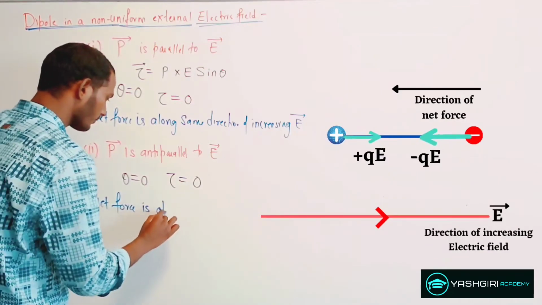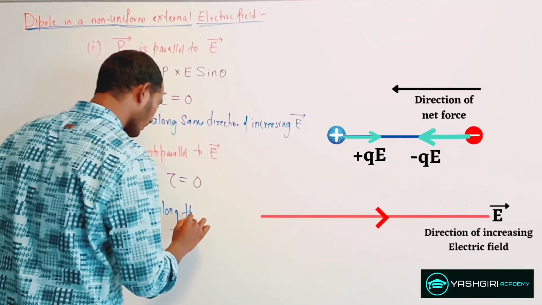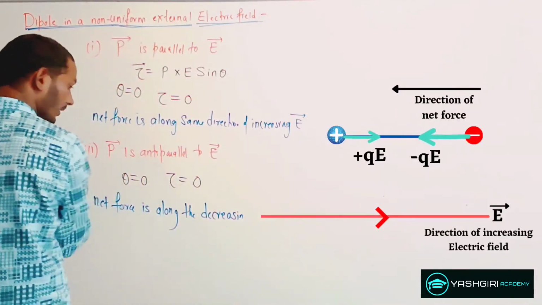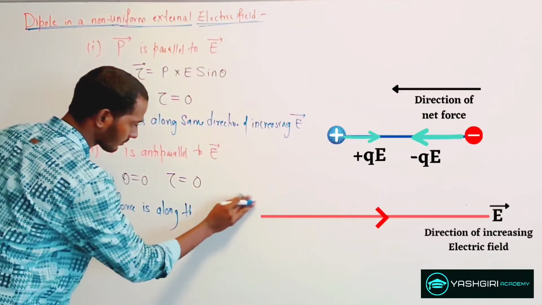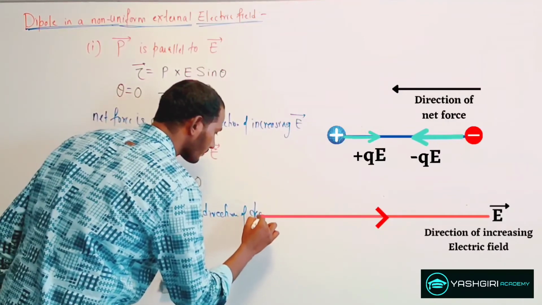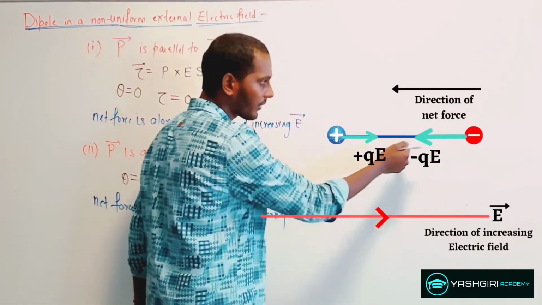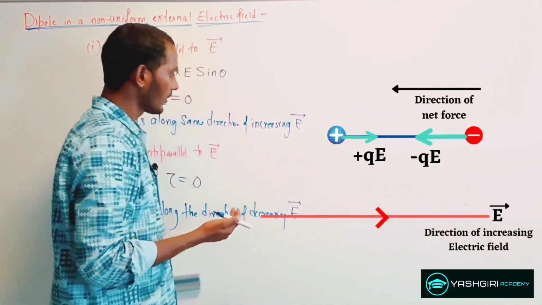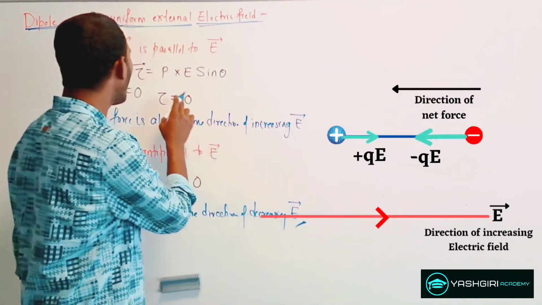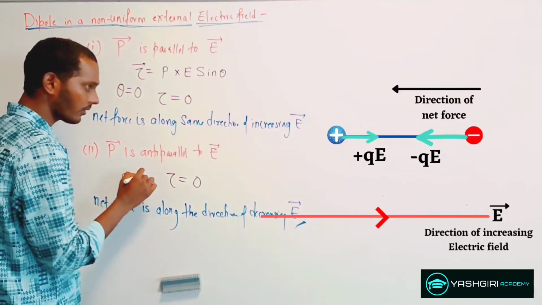So I can say that in this second case, the net force is along the direction of decreasing electric field. Okay, so this is the direction of the decreasing electric field, so it will be along that. So these are the few points that you need to note when you are placing the dipole at such an angle. So theta is equal to 0 in the first case, and theta here is equal to 180 degrees, not 0.